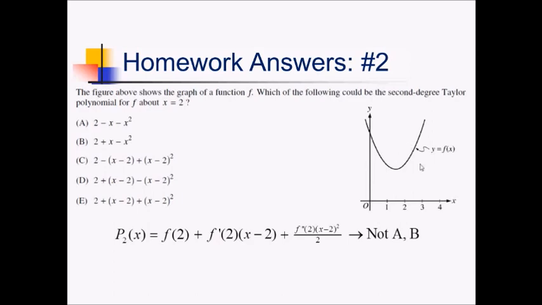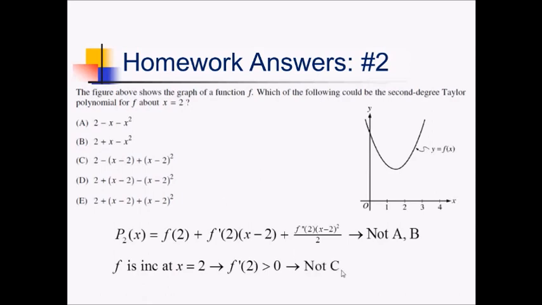Now we see that the original function here, f of x, is increasing at x equals 2. That means that f prime of 2 must be a positive number. We don't know what it is, but it's got to be positive. And that is enough to eliminate choice C, because in choice C, we have a negative parentheses x minus 2, meaning the f prime of 2 must have been a negative number in that one.